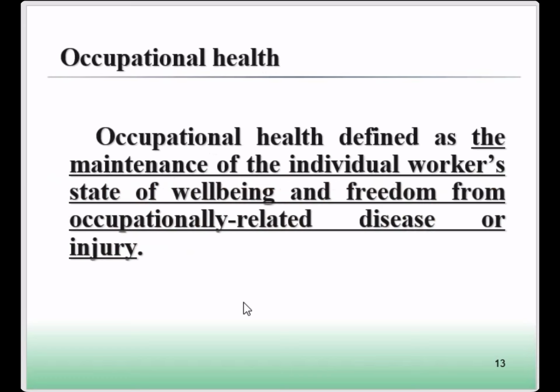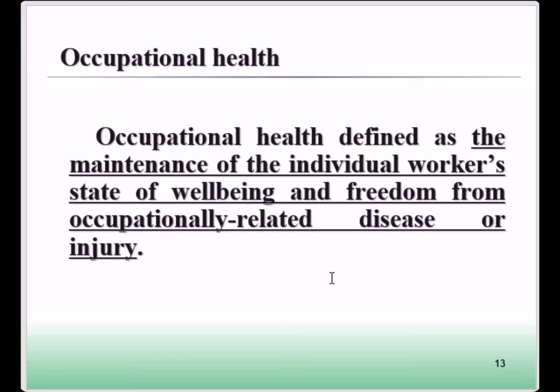And after years, we gave occupational health more meaningful things. So occupational health can be defined as the maintenance of the individual worker's state of well-being and freedom from occupationally related disease or injury. So we hope individual workers can stay well in physical, mental, and social well-being. We also want them to stay far from occupationally related disease or injury. So occupational health thinks more about occupationally related disease, not normal disease. This disease or injury should be occupationally related.